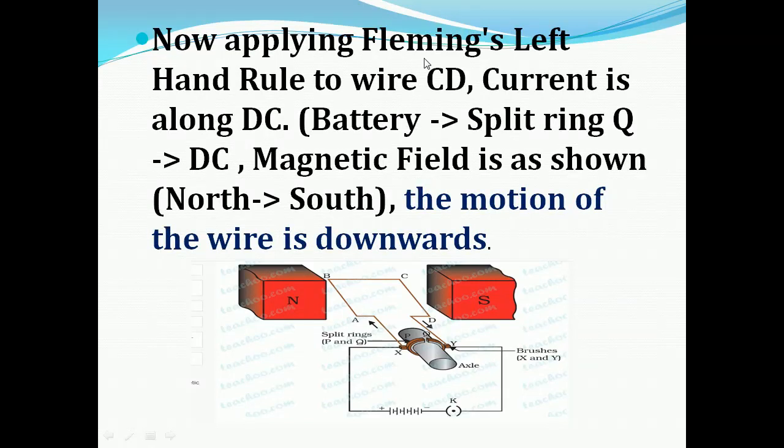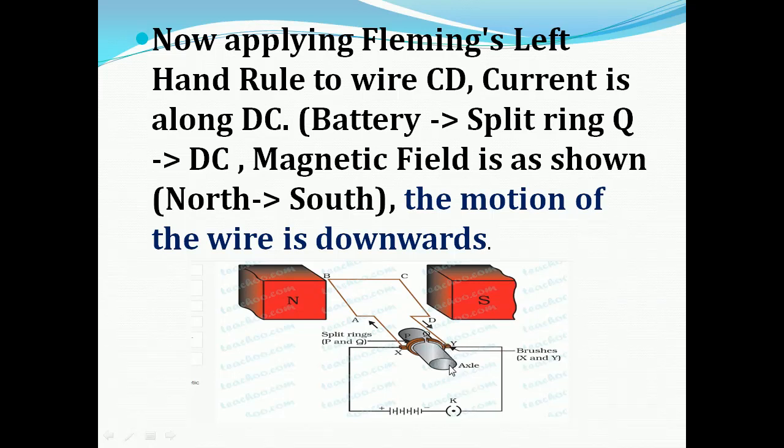Now again we are applying Fleming's left hand rule. Now the motion of the coil is in the anti-clockwise direction, so it will be opposite. See how it will be. Current is now along DC, that is from the battery to split ring Q, then to DC. The magnetic field will be north to south, but the motion of the wire is moving downwards.